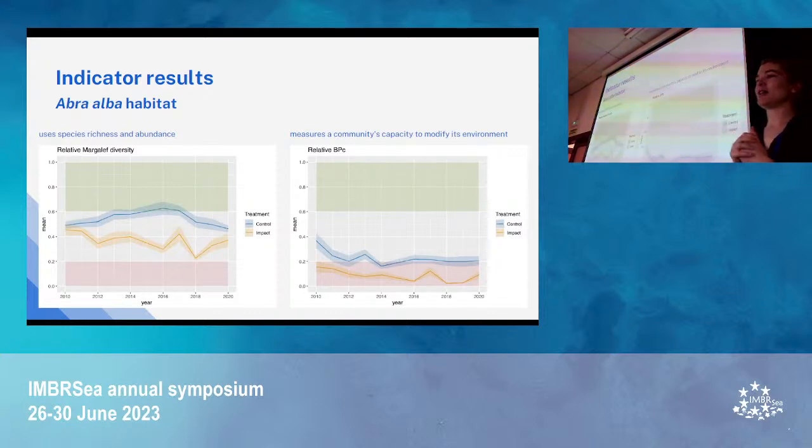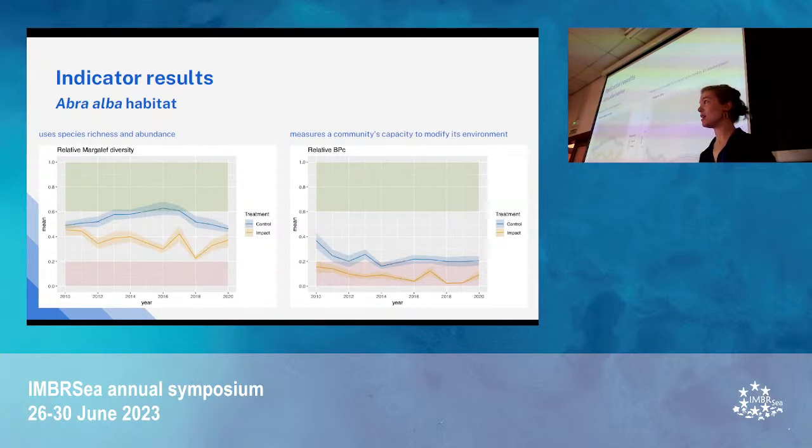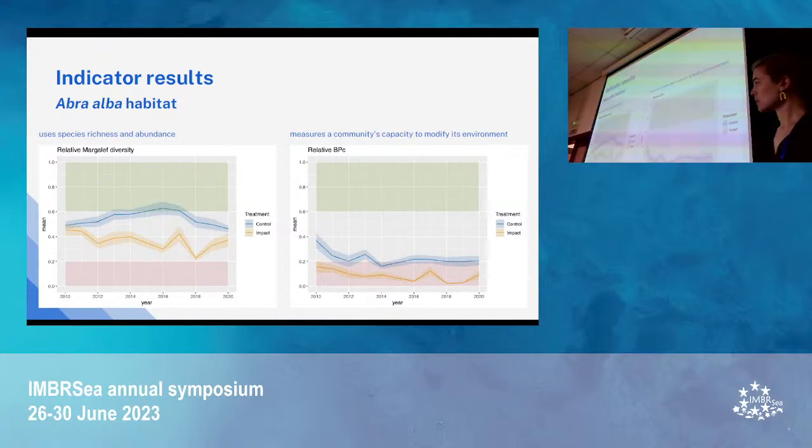Next, we have Margalef diversity, which is a measure of structural diversity. Relative Margalef would be the EQR equivalent, so the score was divided by a reference value. We're seeing a pretty consistent trend for control areas in this indicator, slight decrease for the impact areas. Community bioturbation potential is represented here. This is a functional indicator looking at a benthic community's capacity to modify its environment through particle reworking. This indicator decreased over the assessment period and is well into the bad status class here.